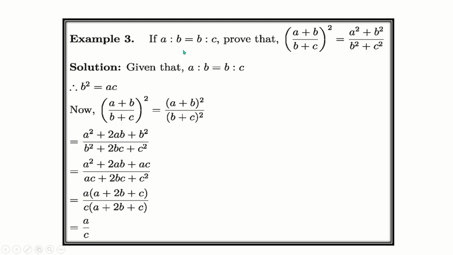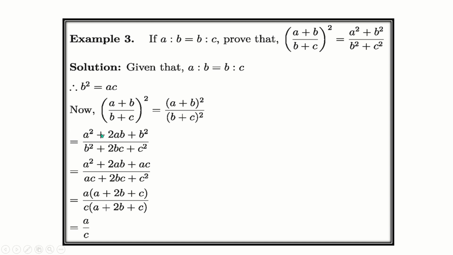Example 3. If A is to B equals B is to C, prove that this equals this. This is a given condition. Therefore B square equals AC. Now left hand side, that means we can write (A plus B) whole square by (B plus C) whole square.